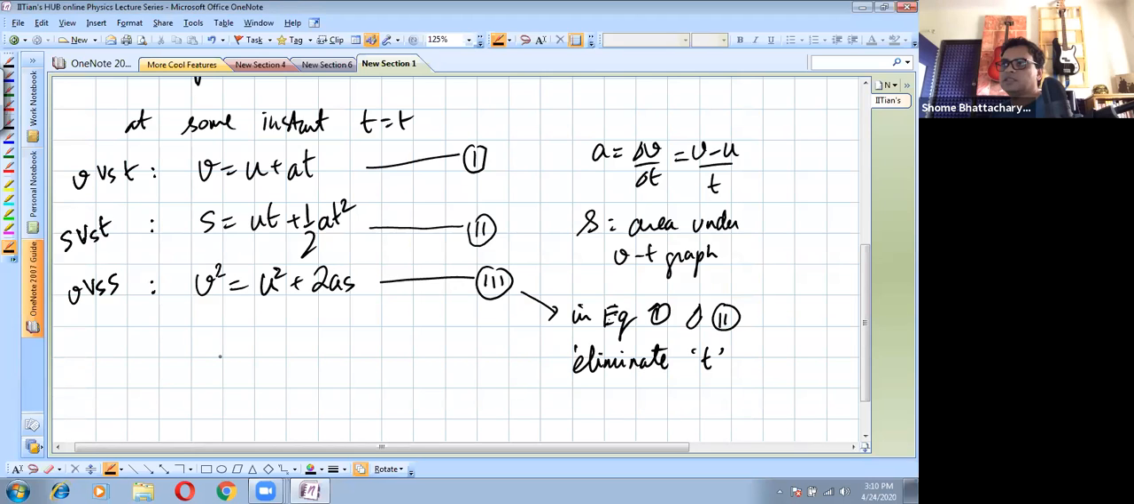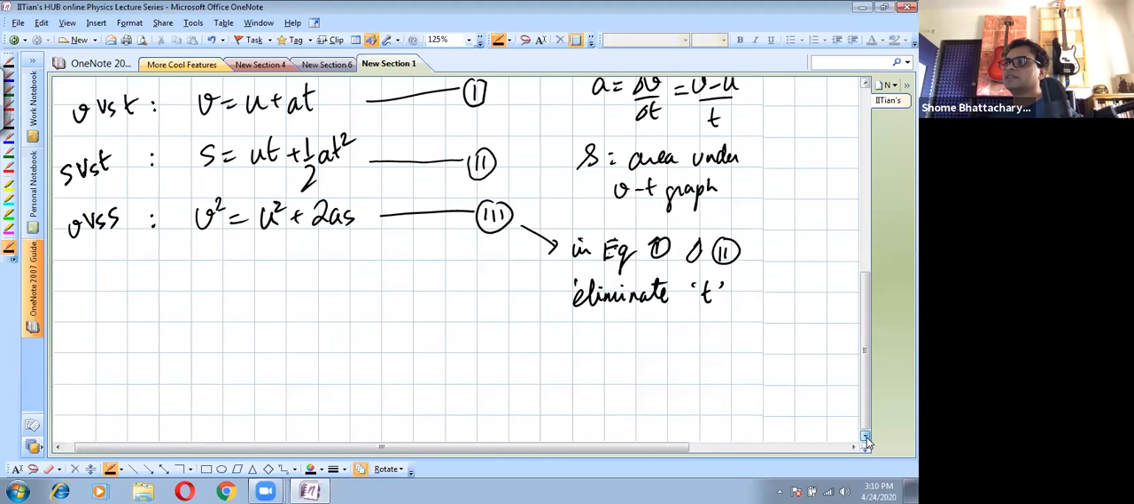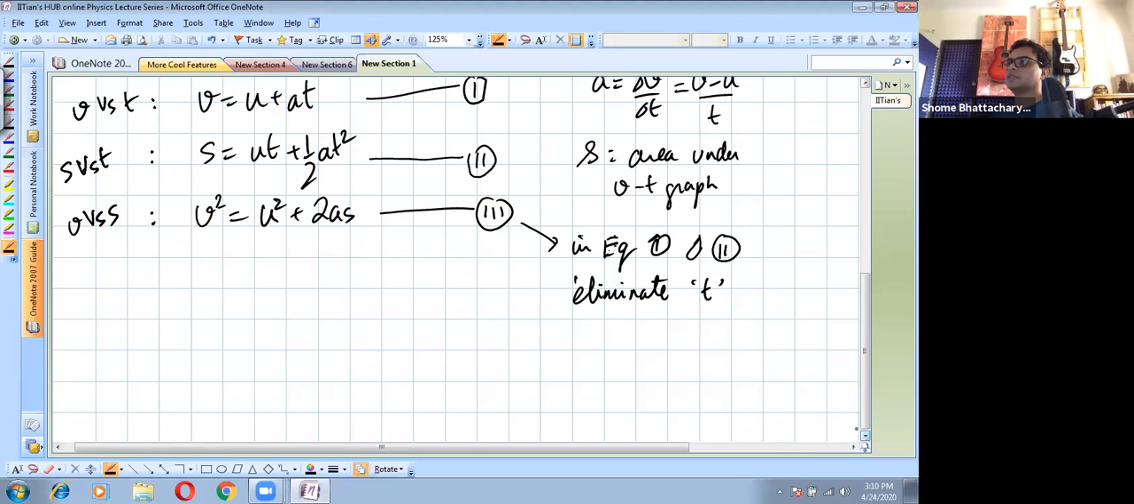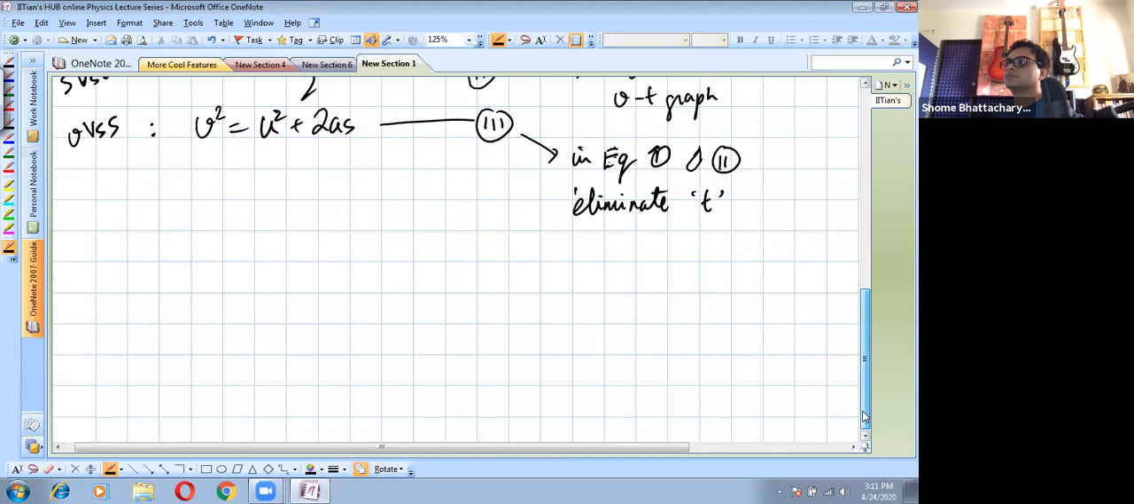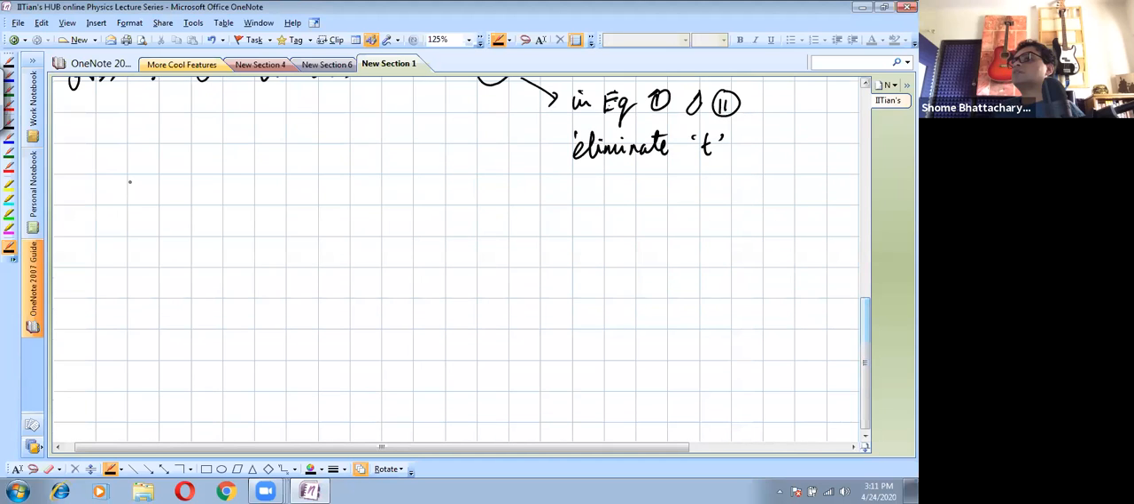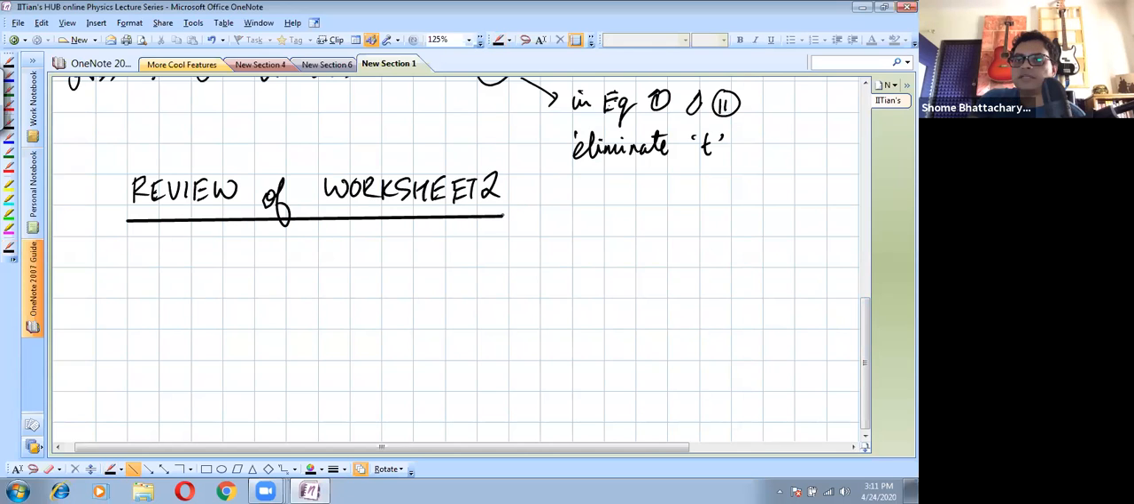Okay? So today we will see a number of applications of this and more about the graphs and things like that. But more importantly, we will start with some examples from the worksheet which I've given last time. Okay, so let me start with a review of worksheet number 2 in Kinematics. Right, so just turn to the worksheet and let's start with question 1 actually.